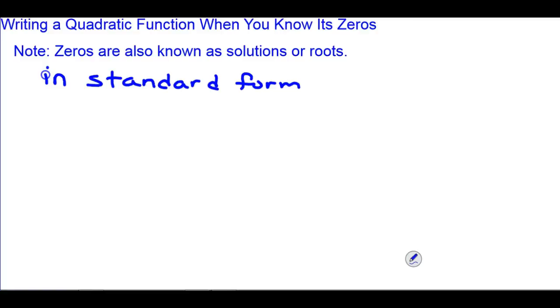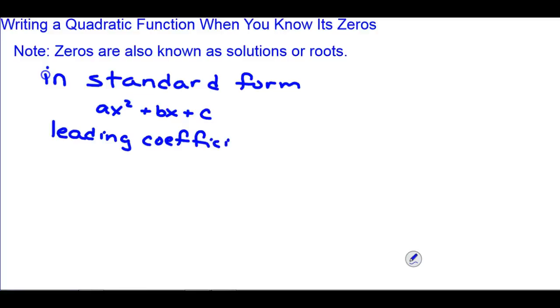And that means that we want it to look like this: ax squared plus bx plus c, where a, b, and c are some other numbers. And then we might want our leading coefficient to be equal to 1, which means that we want a to equal 1. Now in this video, a is always going to come out to equal 1, so it's okay. But in the future, if you were ever doing this and a was not equal to 1, you would just divide every term by whatever a is.